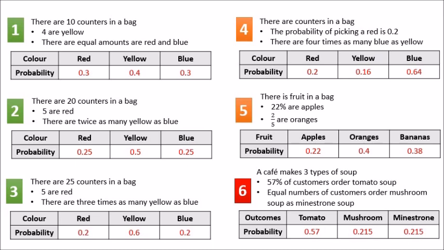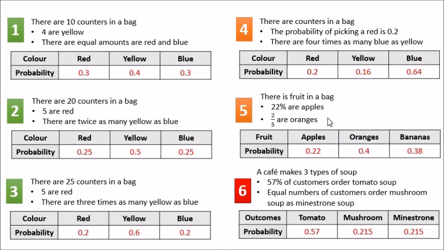If there are 4 times as many blue as yellow, that means that yellow must have a probability of 0.16. Blue must be 4 times higher, so 0.64. And we can double check the answer there by adding up those probabilities. And you see that 0.64 add 0.16 add 0.2 does equal 1.